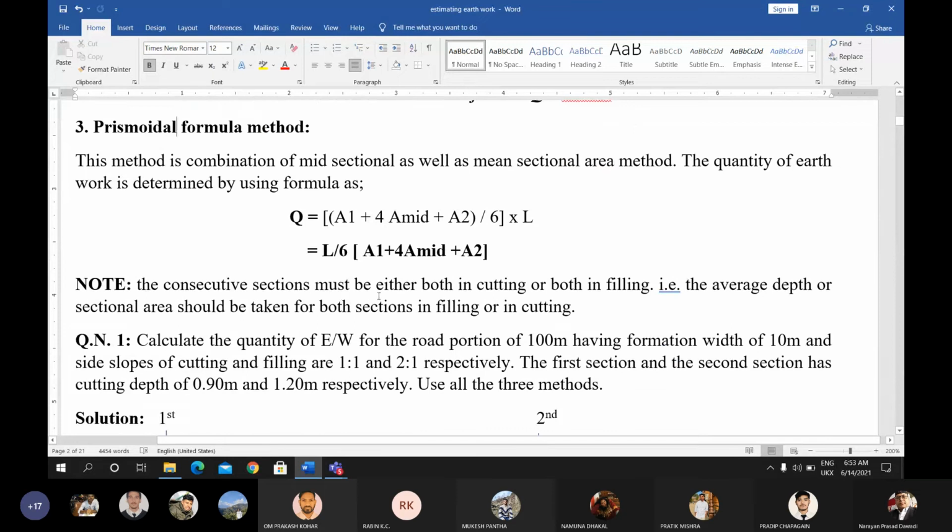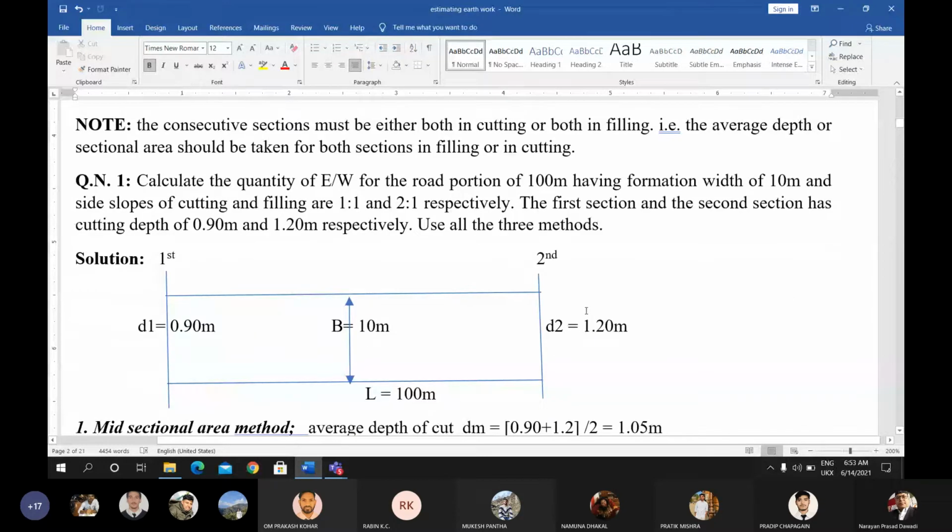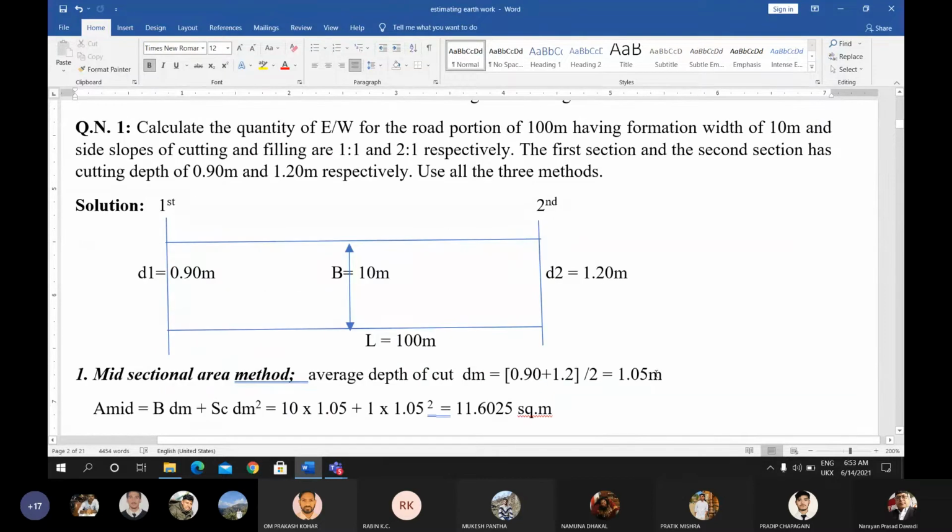Note that the consecutive sections must be either both in cutting or both in filling. That is, the average depth or sectional area should be taken for both sections in filling or both in cutting. I have already discussed it, and now I am going to elaborate the numerical problems related to all these three methods. This is the ABCD, the start of calculating the sectional area using the three methods.